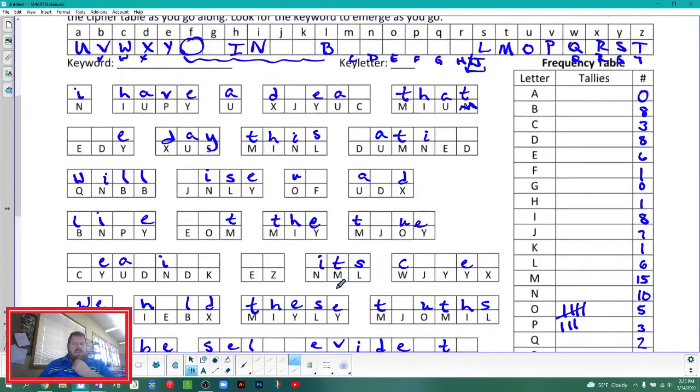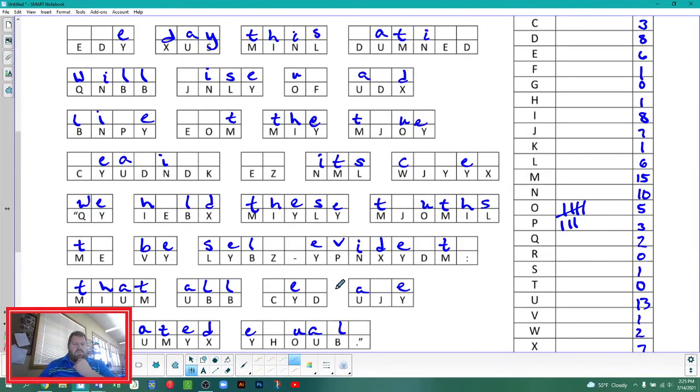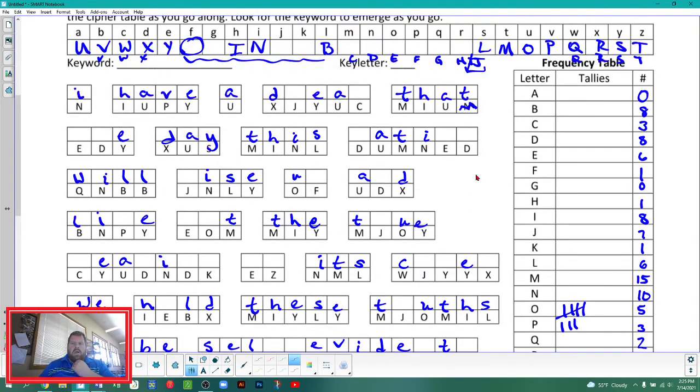And maybe you can guess at this point. Maybe you can take some leaps of faith. Above Y is E. I think I had that a while ago. I did. Above X is D. There's another one of those.